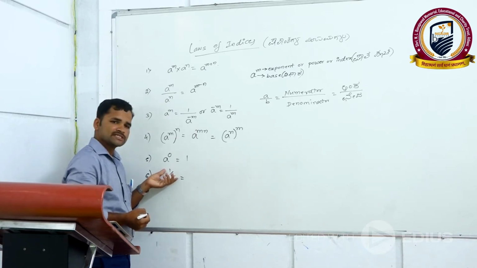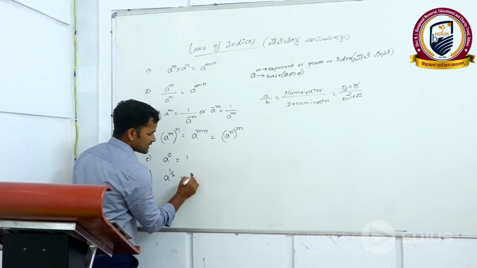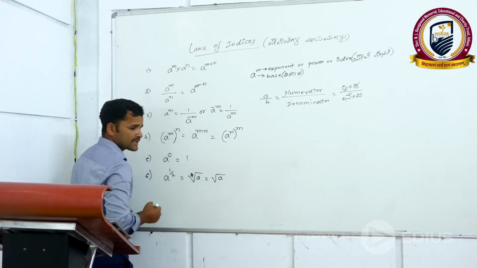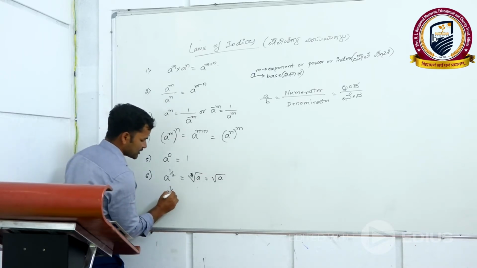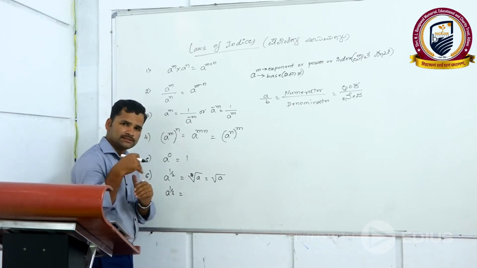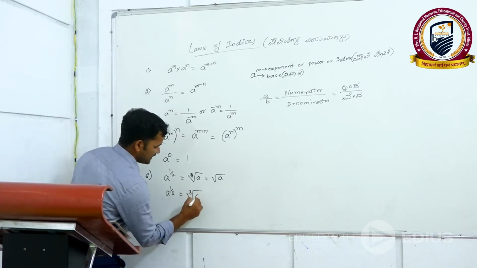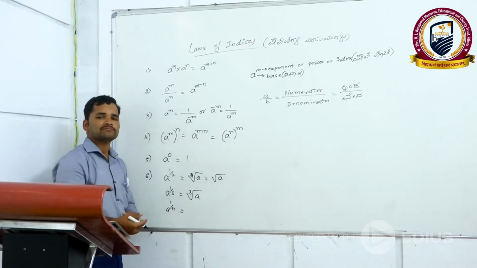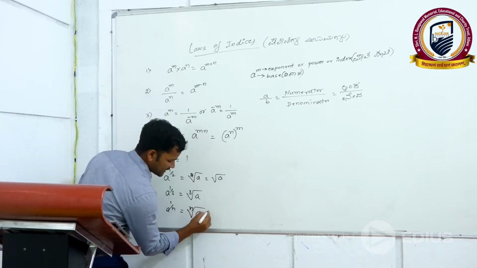It is in fraction, meaning 1 by 2. What does 1 by 2 indicate? This indicates the square root of a, or simply we can write root a. In the same way, suppose I have a to the power of 1 by 3. What is this? That is nothing but the cube root of a. In the same way, a to the power of 1 by n is nothing but the nth root of a.